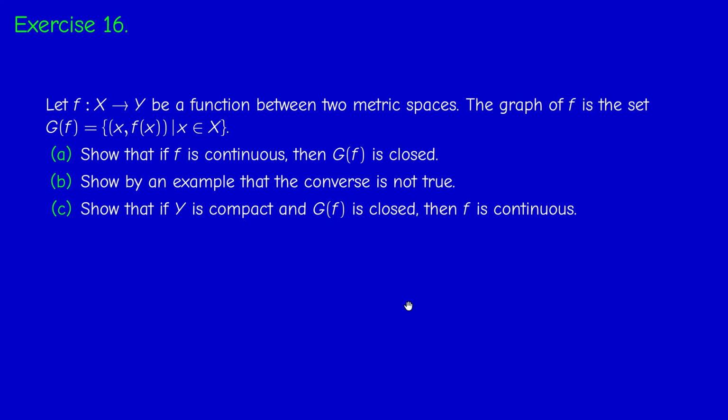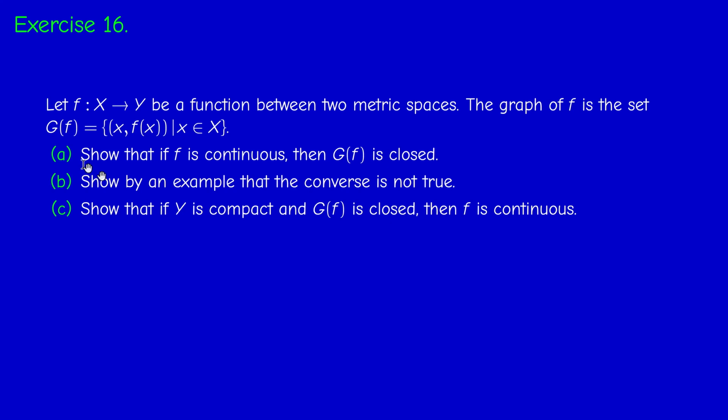We consider a function between two metric spaces, and we consider the graph of the function. The graph of the function is a subset of the product X times Y. The graph of a function is by definition the set of couples of the form (x, f(x)), where x is in the source space. This is what you draw when you draw the graph of a function.